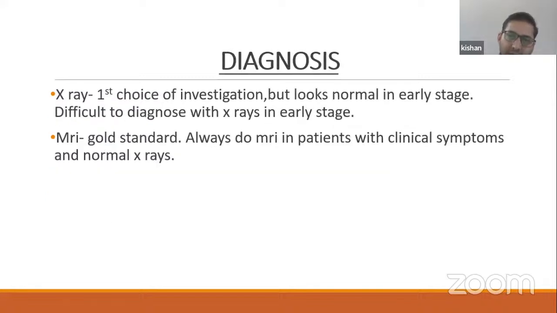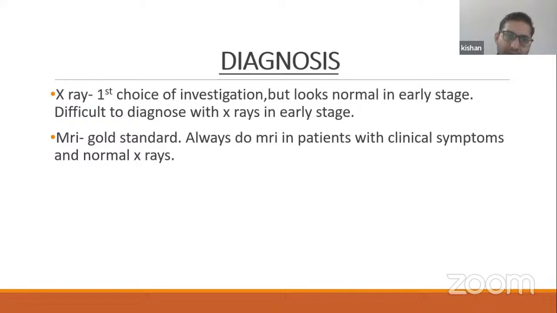So, how can we make the diagnosis? X-ray is the first choice of investigation whenever a patient presents with pain in the hip region or groin region, but it looks normal even in early stages. So it is difficult to diagnose even for an orthopedic surgeon with X-rays in the early stage. So it is more or less a clinical diagnosis in the initial stage. We have to have high suspicion based on the clinical presentation.